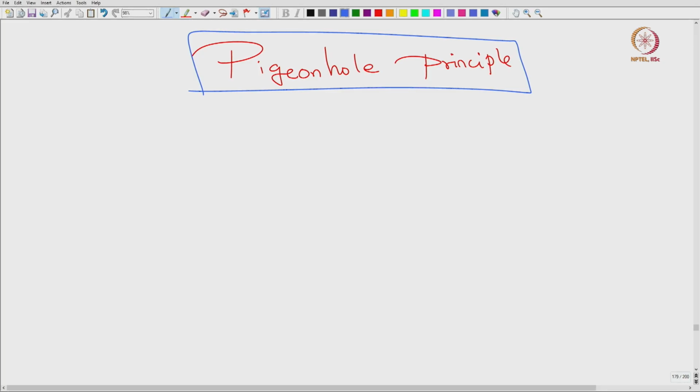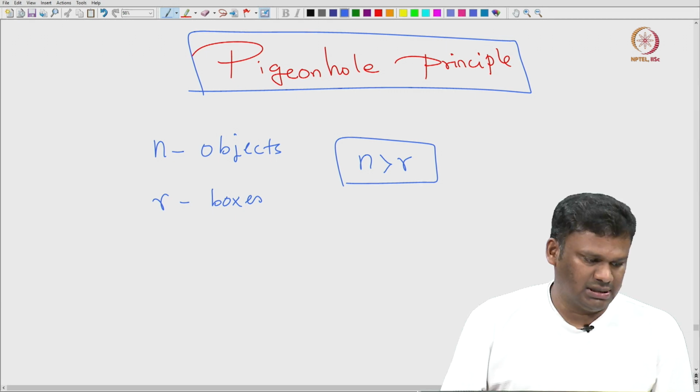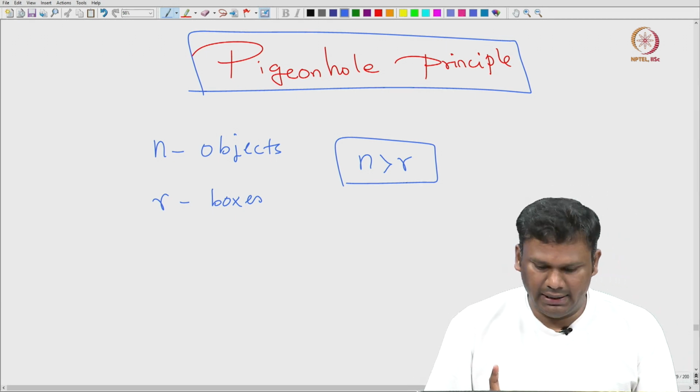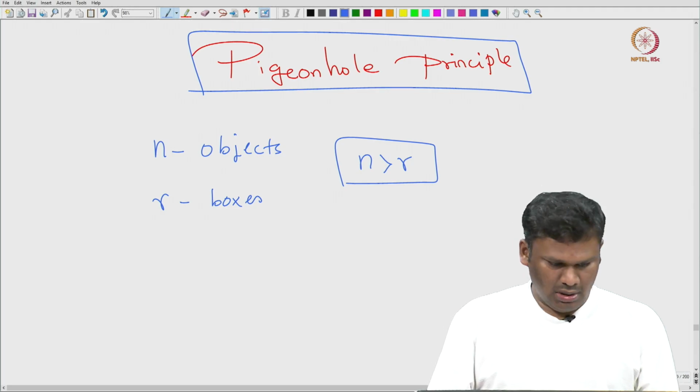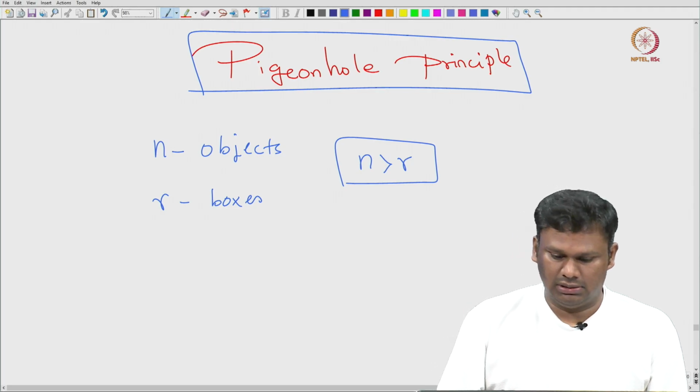Let us say that we have n number of objects and r number of boxes. So, n is the number of objects and r is the number of boxes, and if n objects are distributed among these r boxes, where n is strictly bigger than r, then we can guarantee that there must exist at least one container, one box, with more than one element.